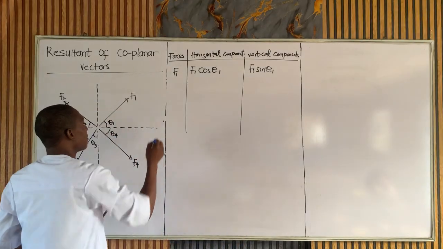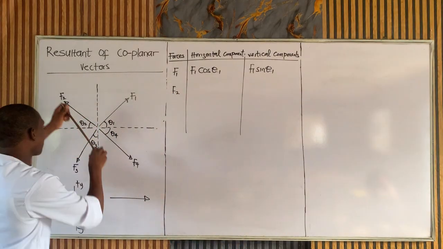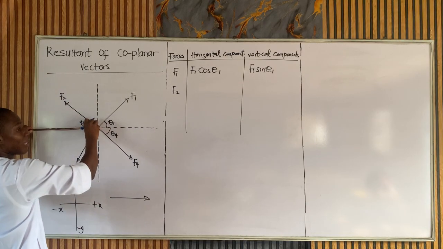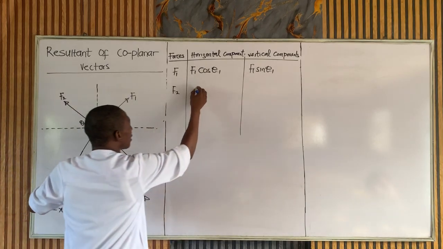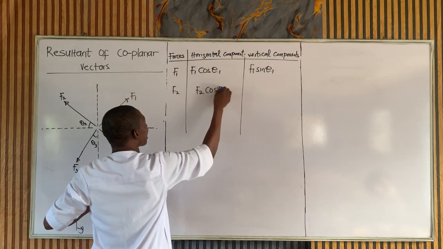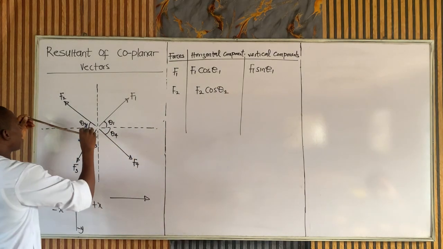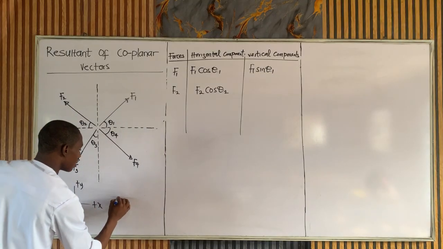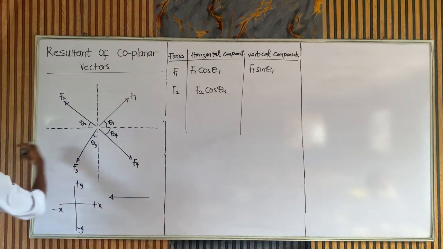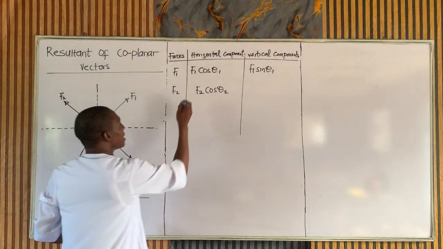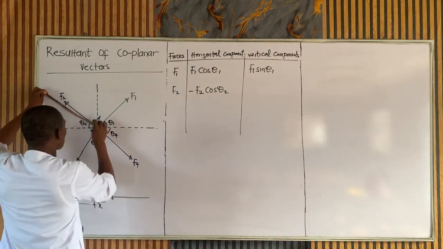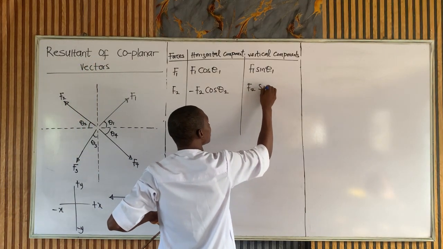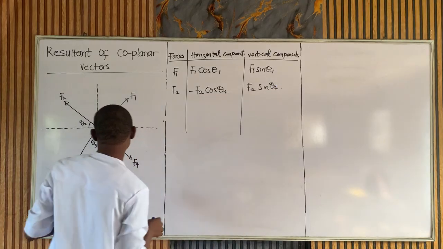Now let's go to our F2. This is our F2. If you are resolving horizontally, you are resolving to the axis where the angle lies, so you have to use cos as well. That's going to be F2 cos theta 2. When you resolve this, F2 will be pointing in this direction. The arrow head is going like this. Anything going like this is pointing towards the negative x-axis, so it's going to be negative. Now, if you resolve F2 to the vertical, what is it going to be? It's going to be F2 sine theta 2.